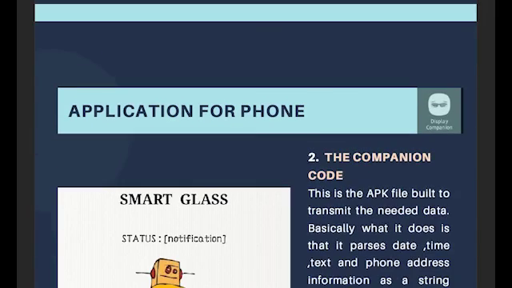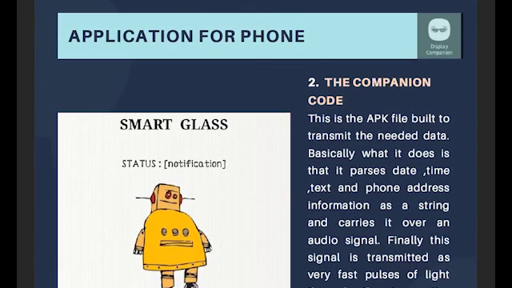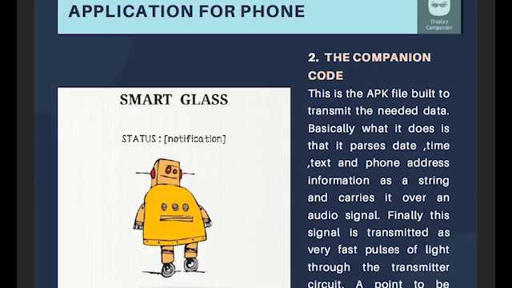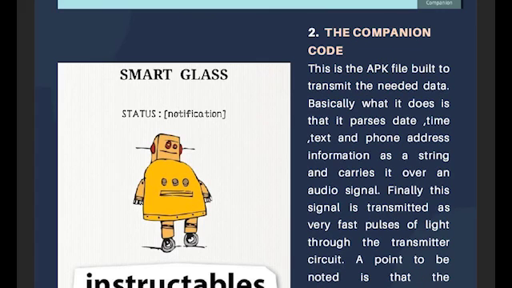Next comes the companion code, which is the APK file that is built to transmit and parse the needed data. What it does is that it makes a string of date, bar, time, bar, text, bar, phone, and it carries it through and sends it for transmission. Basically, it encodes it as ones and zeros, and there is an encoding procedure taking place. And this signal would be sent for transmission through light.